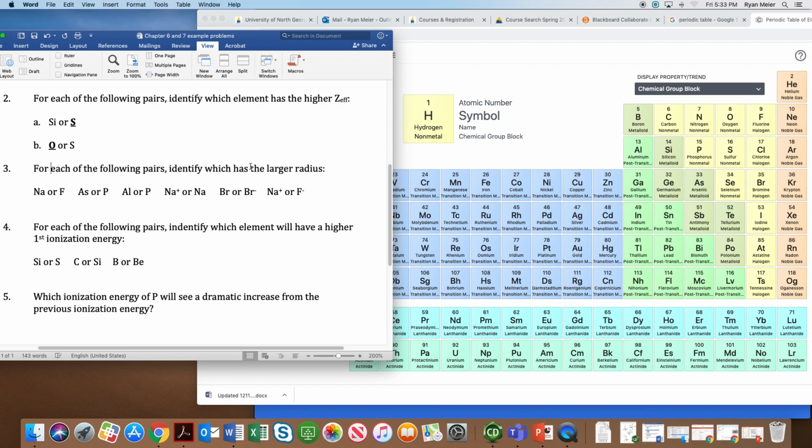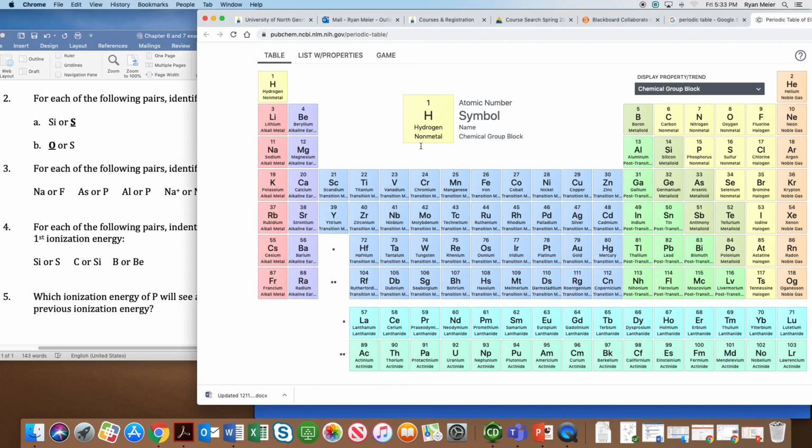So for each of the pairs, identify which one has the bigger size or bigger radius. If we compare sodium and fluorine, this is one we actually talked about earlier. Fluorine is over here. Here is sodium. The general trend for atomic size, and one way now that we've talked about all of our trends, if you've paid attention, every trend we've talked about increases up to the right. The only one that doesn't is atomic size. It's the exact opposite. It increases down and to the left. So if we go down and to the left, that's how we get from fluorine to sodium. So sodium should be the bigger atom of those two.